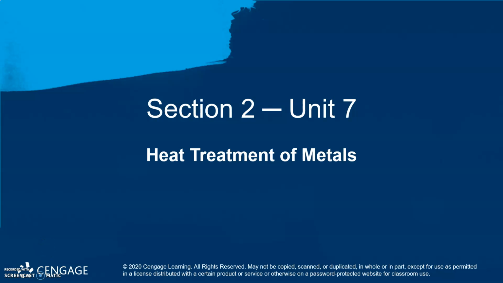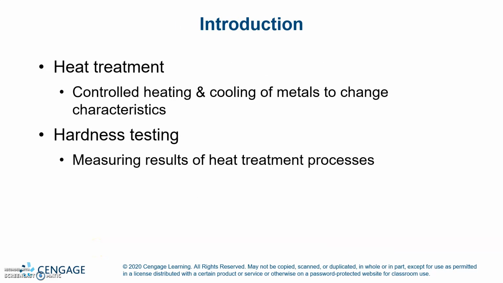Section 2, Unit 7, Heat Treatment of Metals. Introduction: heat treatment is the controlled heating and cooling of metals to change their characteristics. Hardness testing measures the results of heat treatment processes.